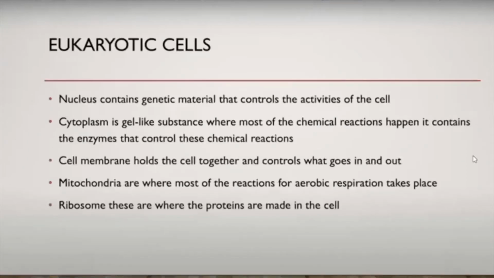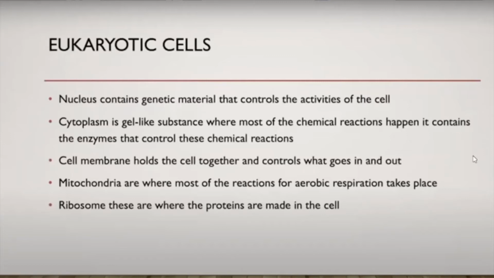So eukaryotic cells have a nucleus which contains genetic material. This controls the activities of the cell. You've got the cytoplasm, which is a gel-like substance, and this is where most of the chemical reactions happen. It contains the enzymes that control these chemical reactions. We've got the cell membrane. Now the cell membrane holds the cell together, and it also controls what goes in and out of the cell.